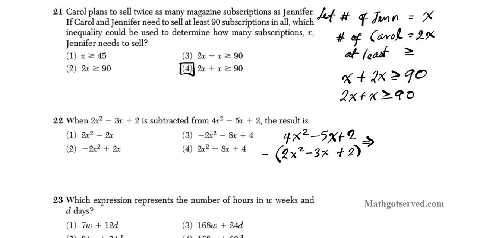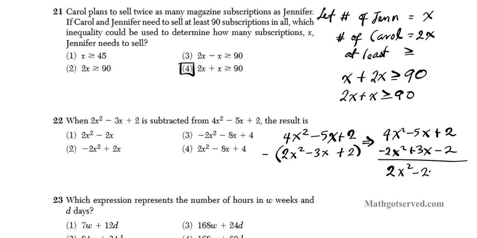So how do we evaluate this difference of polynomials? To do this, we just simply distribute this negative to every term here, which results in the alternation of your signs. So we're going to have 4x squared minus 5x plus 2. That doesn't change. And this becomes negative 2x squared plus 3x minus 2. Now just combine downwards. This becomes 2x squared, minus 5 plus 3 becomes negative 2x, and then this is 0. So we can clearly see that our answer is option number 1.